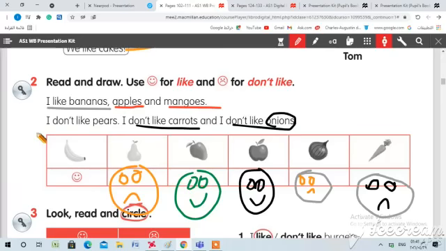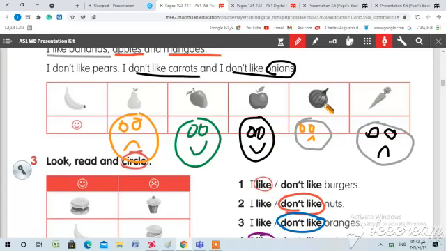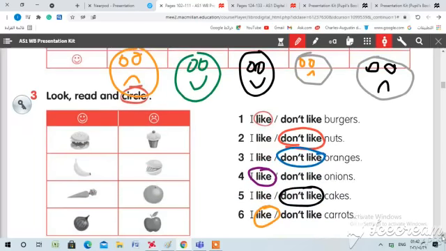Now let's continue. I don't like pears. We have to draw a sad face with this picture. I don't like carrots. We have to draw a sad face with this carrot. And I don't like onion. You have to draw a sad face with onion. Again, banana, happy face. Pear, sad face. Mango, happy face. Apple, happy face. Onion, sad face. Carrot, sad face. Question number 3 is a homework.